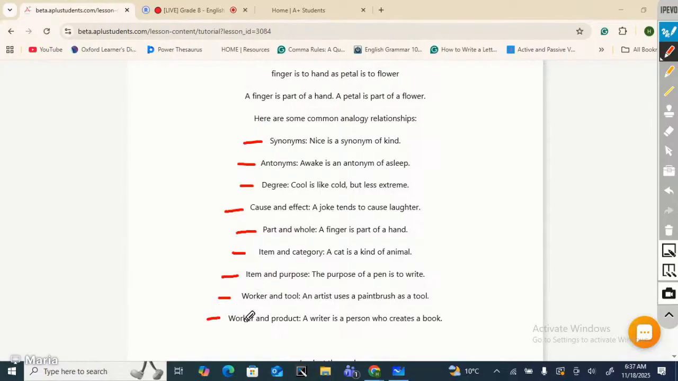And the last one can be worker and product. A writer is a person who creates a book. So writer is to book. Writer is the worker and its product is a book. So these were the common analogy relationships.